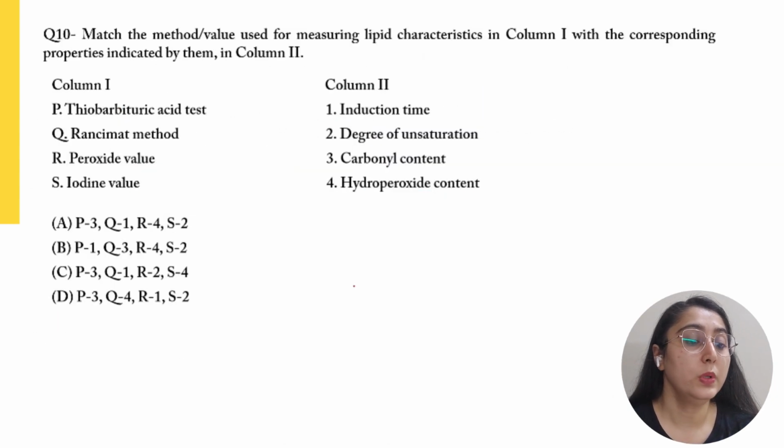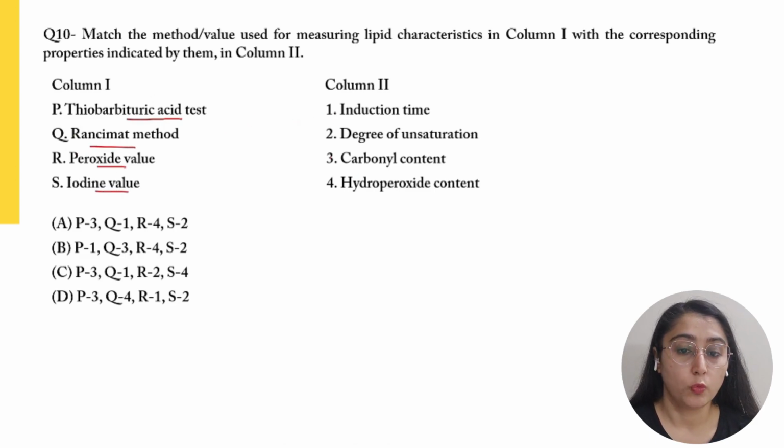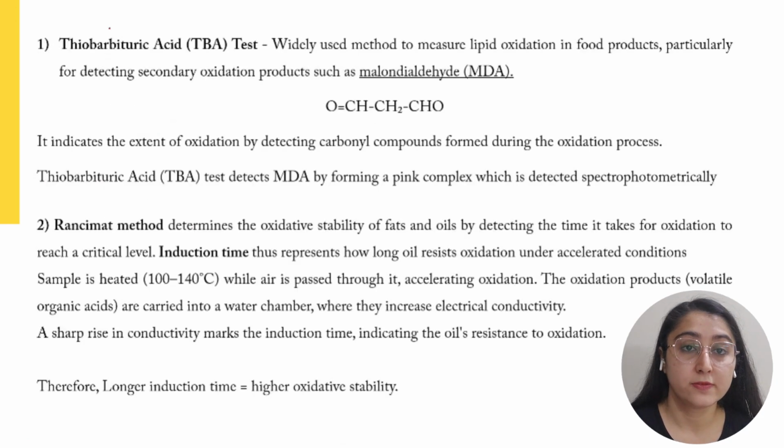Now heading on to question number 10, match the method or the value used for measuring lipid characteristics in column 1 with those prepared in column 2. So we have thiobarbituric test, Rancimat, peroxide value and iodine value, and we need to tell what are they used to measure. So now let us look at these one by one.